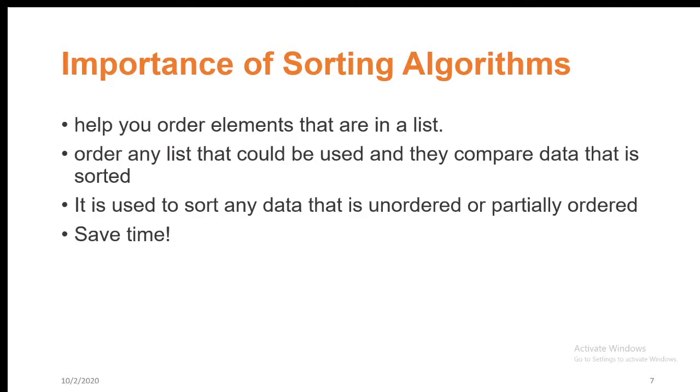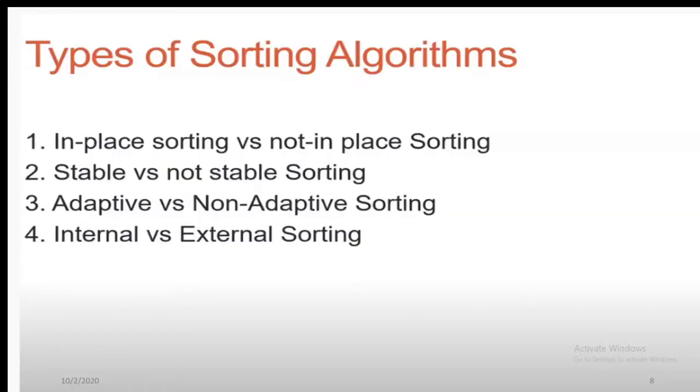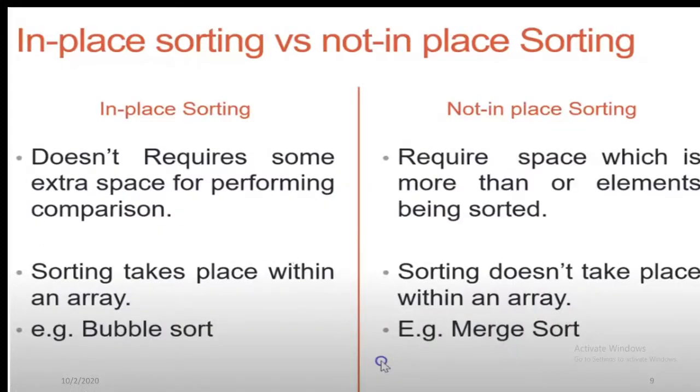Here are mentioned some sorting algorithm categories: in place vs not in place sorting algorithms, stable vs non-stable sorting algorithms, adaptive vs non-adaptive sorting algorithms, and internal vs external sorting algorithms. Let's discuss them one by one. The first one is the in place sorting algorithm, so in place and not in place.